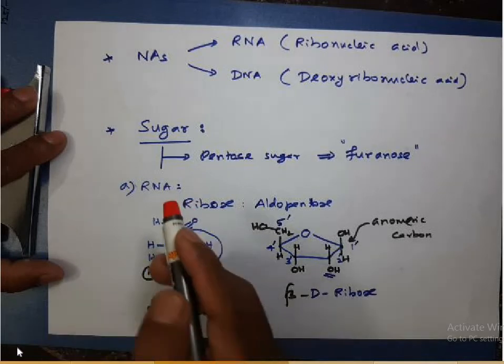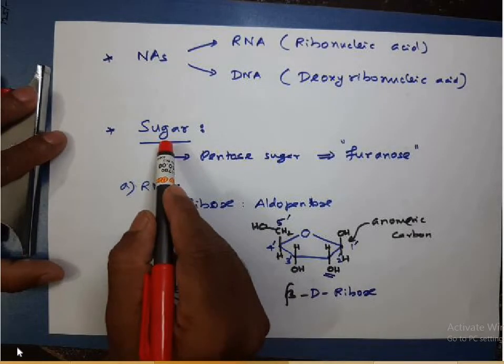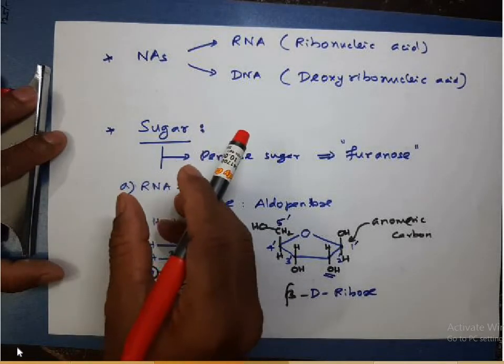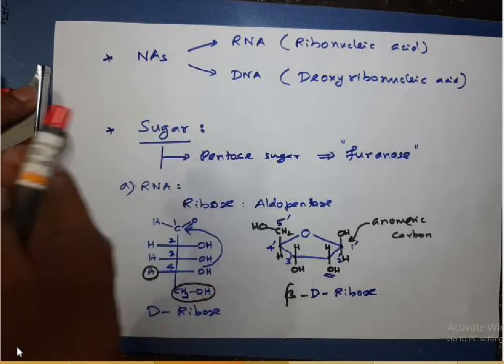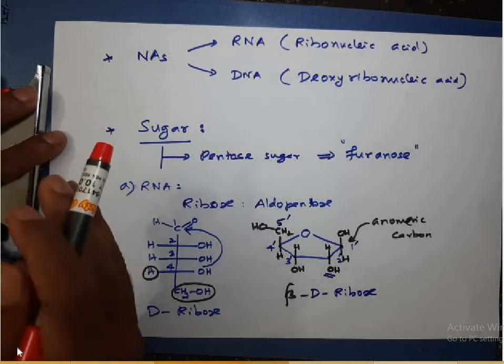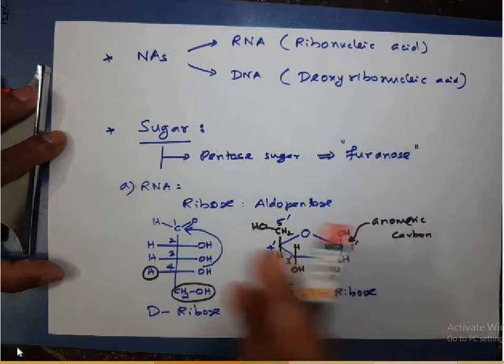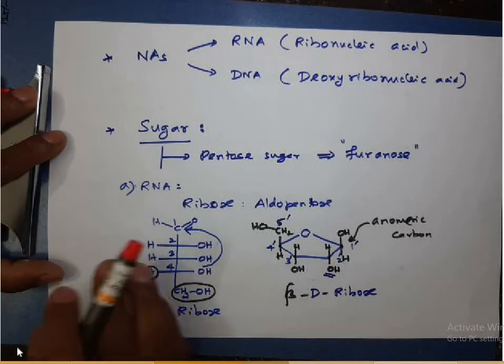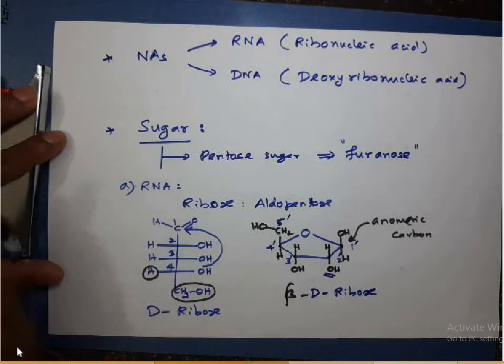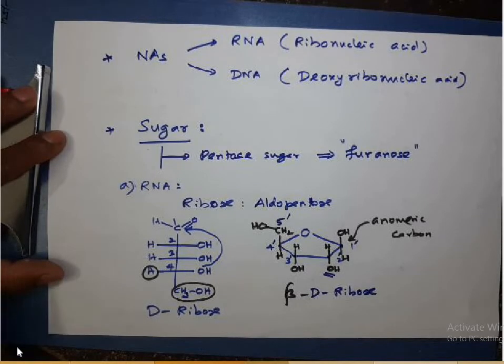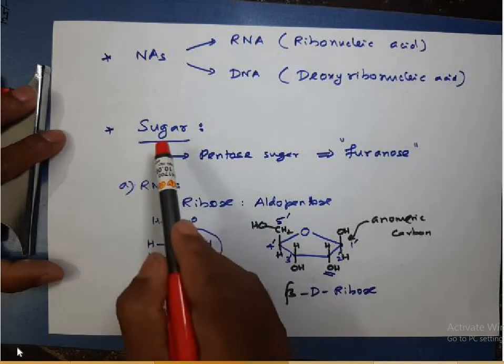Okay, first we will discuss sugar. What type of sugar is present in nucleic acid, and what is the difference in sugar present in RNA and DNA? Keep this in mind: sugar present in RNA and sugar present in DNA are not exactly the same. There is some difference. What is that? We will discuss.